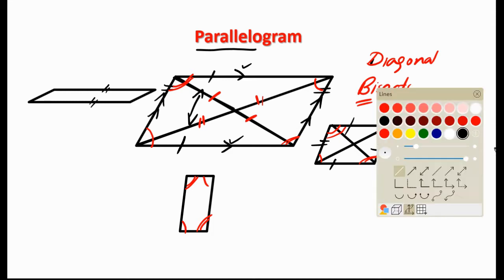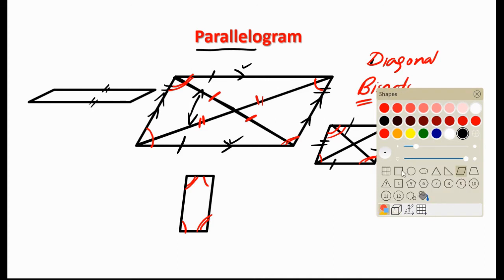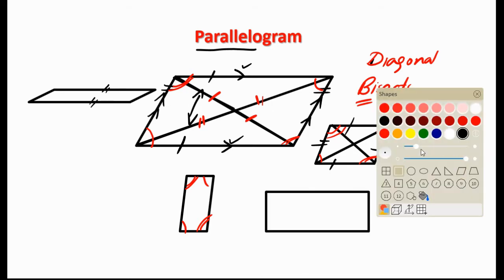And all these properties are there with other quadrilaterals which you have learned, which you should keep in mind. Suppose you are thinking about a rectangle, there also opposite sides are parallel, opposite sides are congruent, opposite angles are also congruent. All angles are right angles, but opposite are congruent. And here also diagonals bisect each other. That means a rectangle is also a parallelogram. You should keep it in mind.